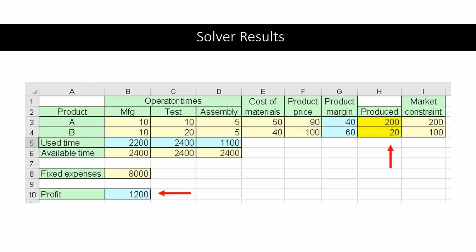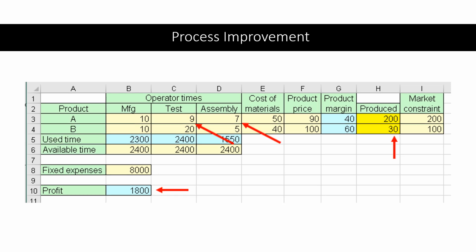We come to the results we obtained before. Now imagine that an engineer has found a way to reduce test time of product A from a total of 10 minutes to 9 minutes by adding some work to the assembly operation, which would involve an increase from the previous time of 5 minutes to 7. This suggestion would be difficult to justify with finance, since we are increasing the overall operator time of product A 1 minute. But let us look at our Excel to see what Solver has to say.